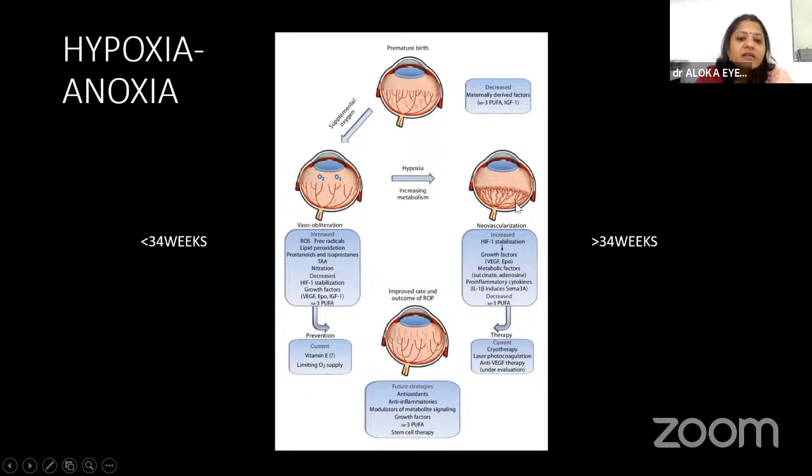So what they say is that instead of treating in the second phase of ROP, it is even better if we recognize it in the first phase of ROP. Newer modalities of treatment like antioxidants and vitamin E are being studied, and even omega-3 fatty acids can prevent vaso-obliteration and allow good vessel growth to happen, which will prevent your phase 2 ROP, which definitely requires the laser.